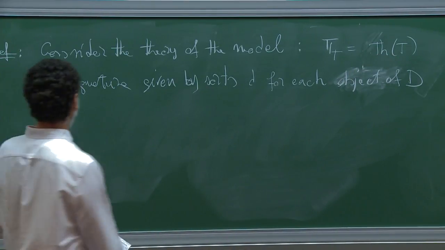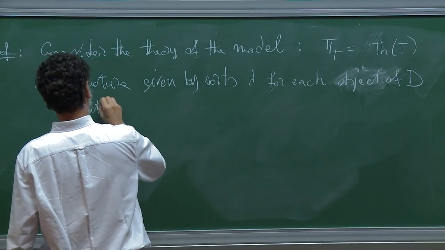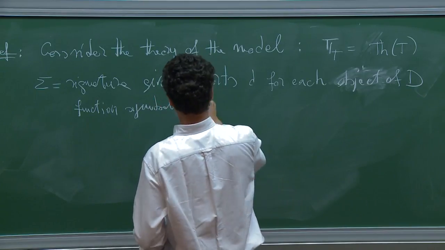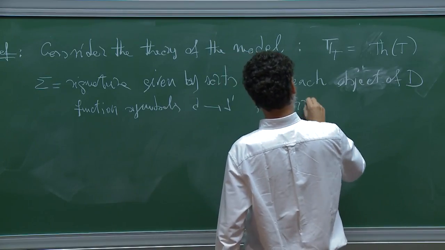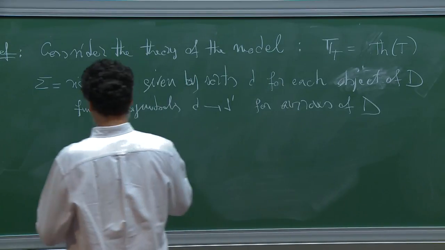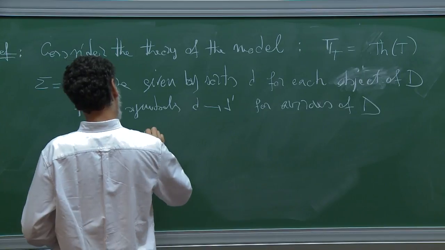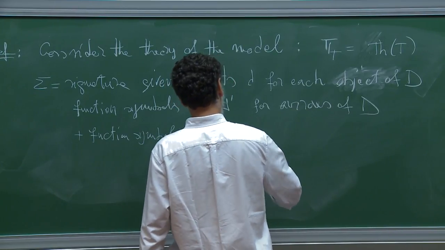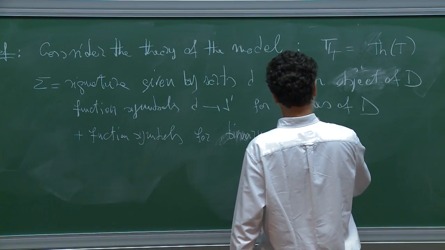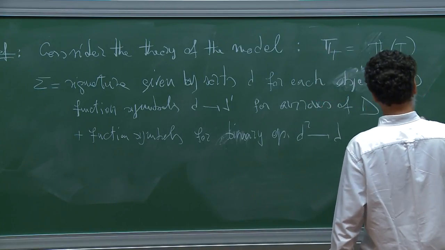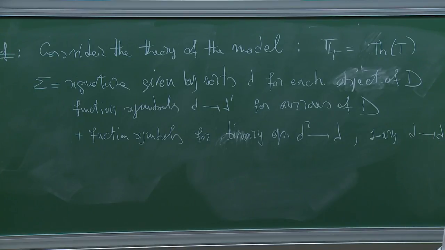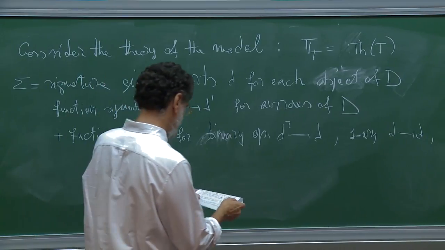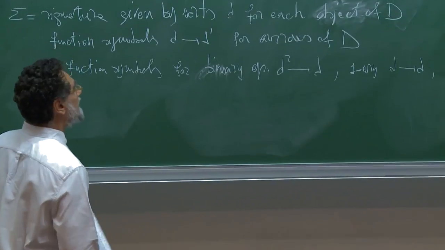And function symbols d1 for arrows of D, plus function symbols for binary operation, unary operation, and zero-ary operation, in order to formalize the structure of an abelian group. And this is for any object. Okay? So this is what you have.